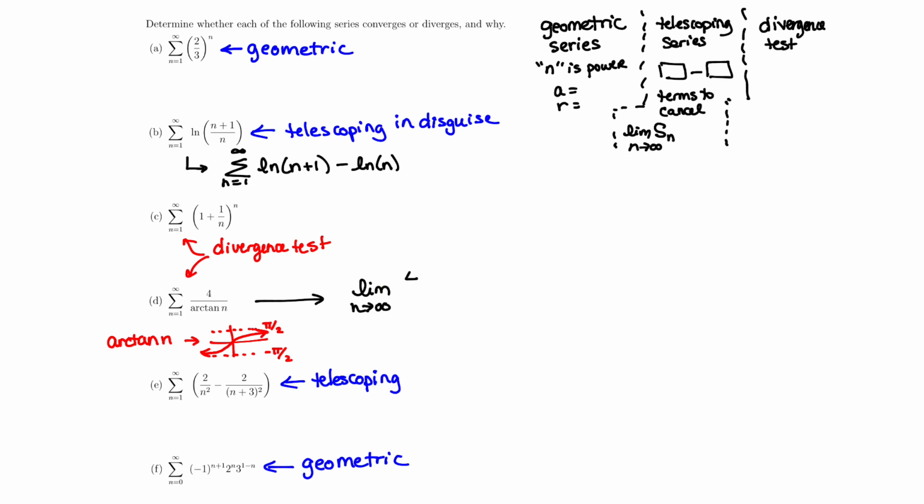So what'd you say, John? It goes to what? Pi over 2? Arctangent, as n goes to infinity, goes to pi over 2. What's 4 divided by pi over 2? So that's 4 times 2 over pi, right? Just 8 over pi. And that does not equal 0. And therefore, this series diverges by the divergence test.